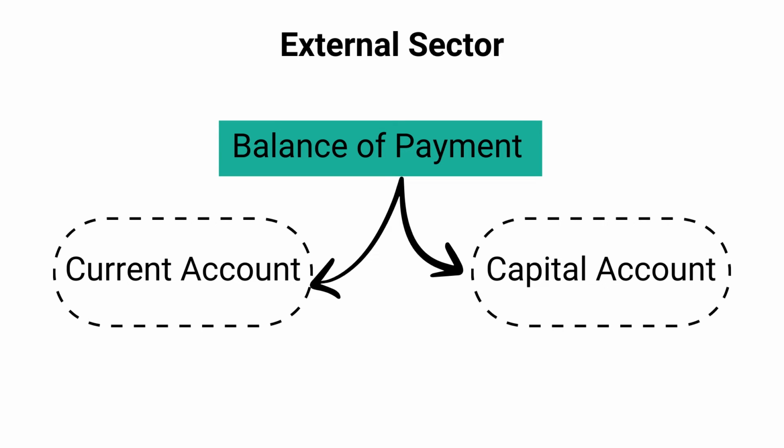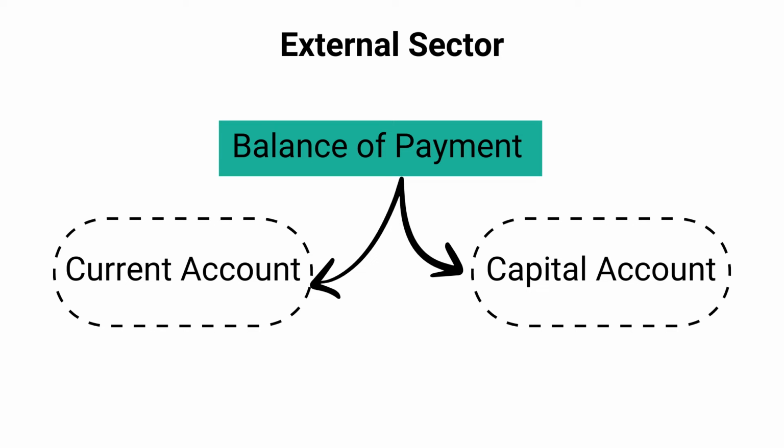A country's balance of payments tracks all economic transactions between residents and the rest of the world. It has two main components. Current account records trade in goods, services, investment, income, and transfers. A deficit means more money is flowing out. Capital account tracks movement of capital for investments, loans, and asset transfers. A surplus means more investment flowing in.